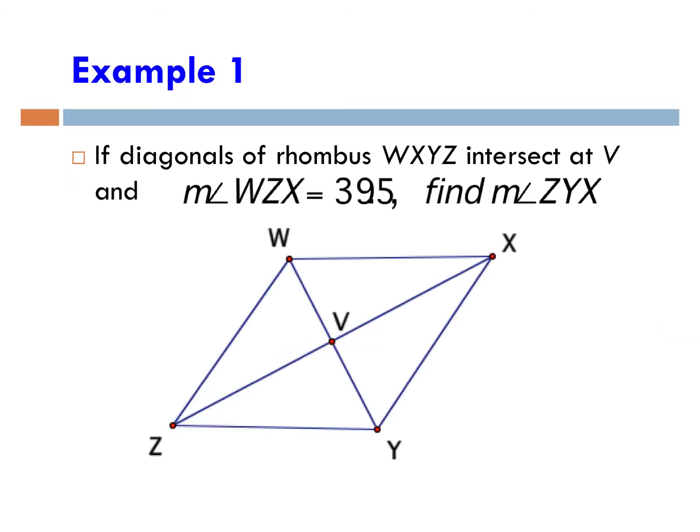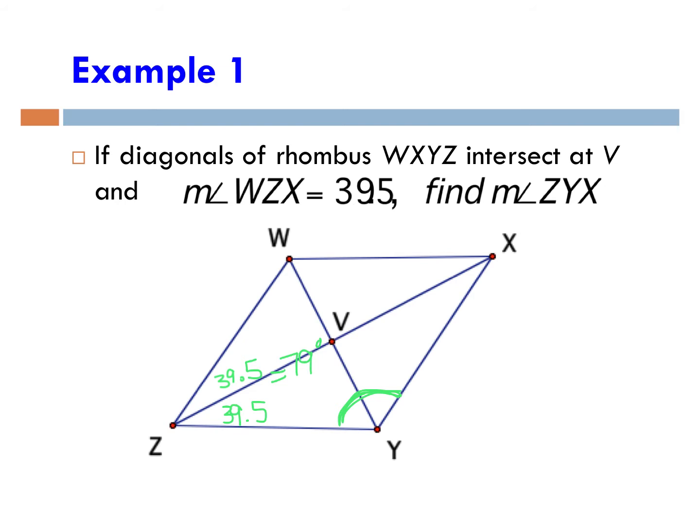First example here says, if the diagonals of rhombus WXYZ intersect at V, and the measure of angle WZX, so that's going to be this angle right here, is 39.5, we are going to want to find the measure of angle ZYX. So that is going to be this entire angle. Okay, so if we know that WZX up here is 39.5, this bottom angle is going to be also 39.5 because this is a rhombus. Together, when I add these, they're going to add up to 79 degrees.